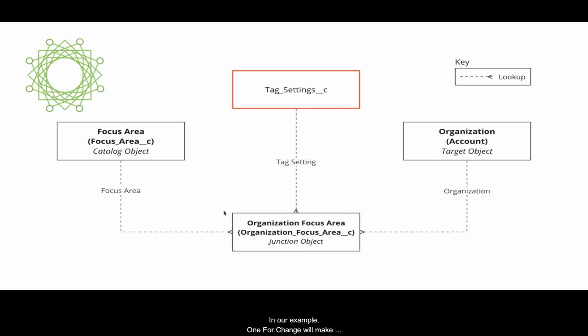In our example, One for Change, we will make use of an existing custom junction object called Organization Focus Area. The junction object establishes a Many2Many relationship between organization, i.e. account, and a custom object, focus area.